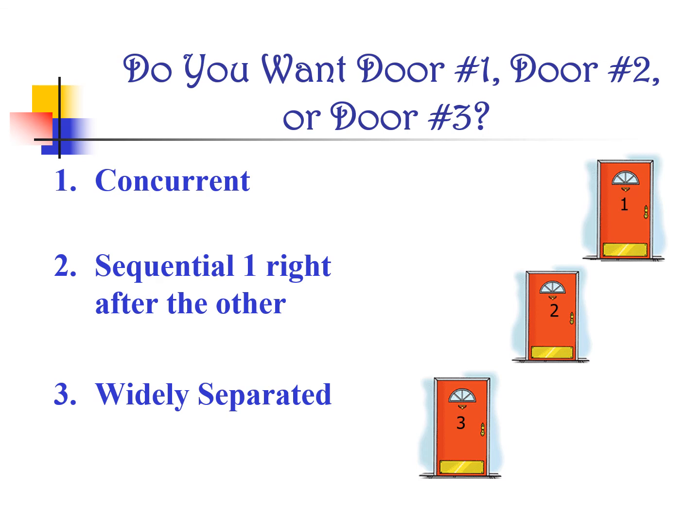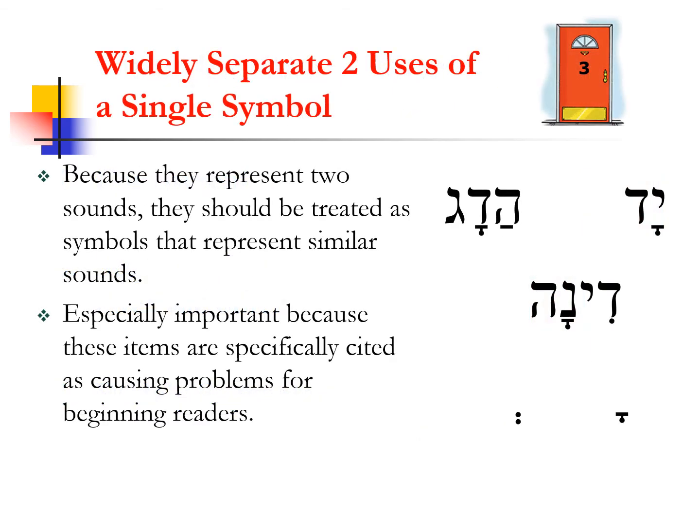Do you teach both of these uses concurrently? Do you teach one on day 1 and the other the next day? Or do you widely separate them? Again, take a couple of seconds. Vitelson's team found that you need to widely separate them. Because they represent 2 sounds, they should be treated as symbols that represent similar sounds. And that's especially important because these items are most often cited as being causes of problems for beginning readers.